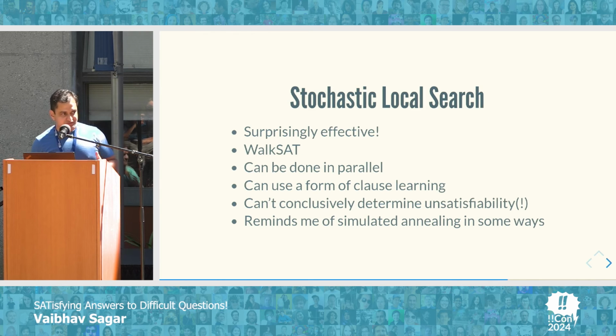So this is a form of stochastic local search, and it's surprisingly effective. The algorithm I just described is called walksat, and this can be done in parallel, which is great, which means you can use GPUs to do it. And it can use a form of clause learning, but unfortunately, because of its random nature, if it fails, it can't ever prove that something is not satisfiable. Because if it fails, it could just be because it ran out of time. And the family of stochastic search methods is broadly similar in many ways to this, and simulated annealing is another technique that this reminds me of.